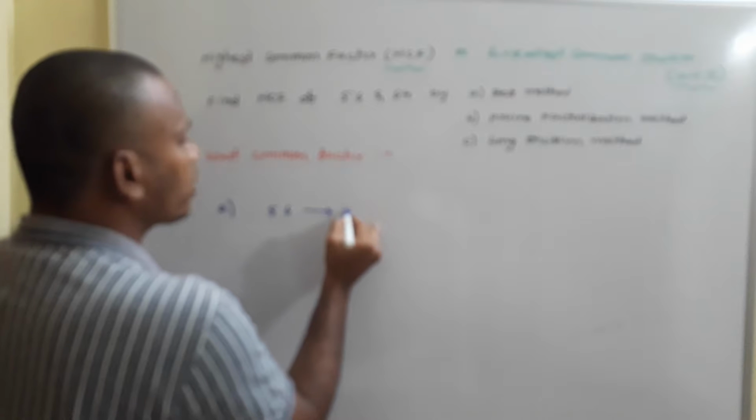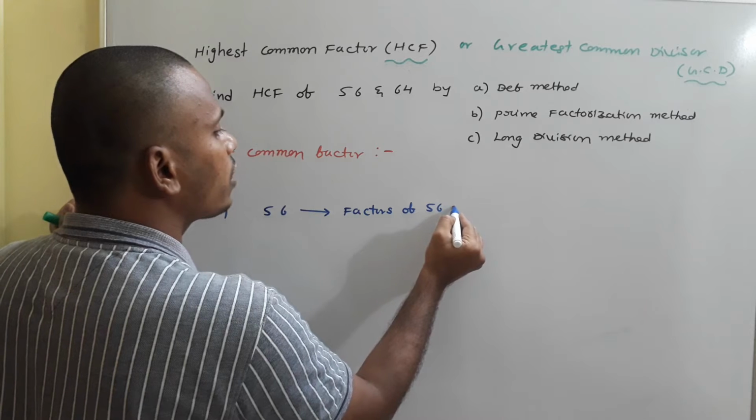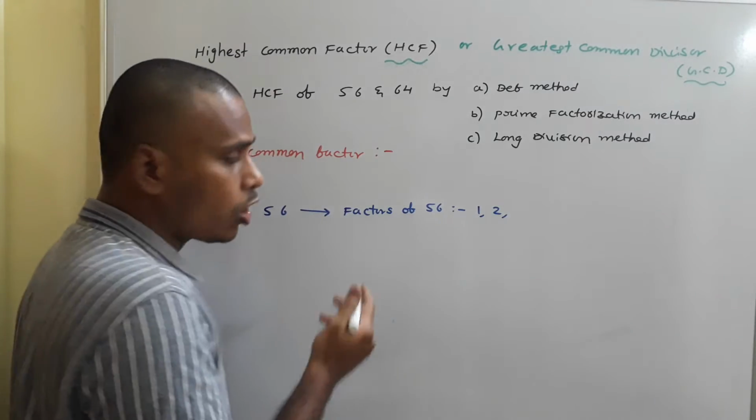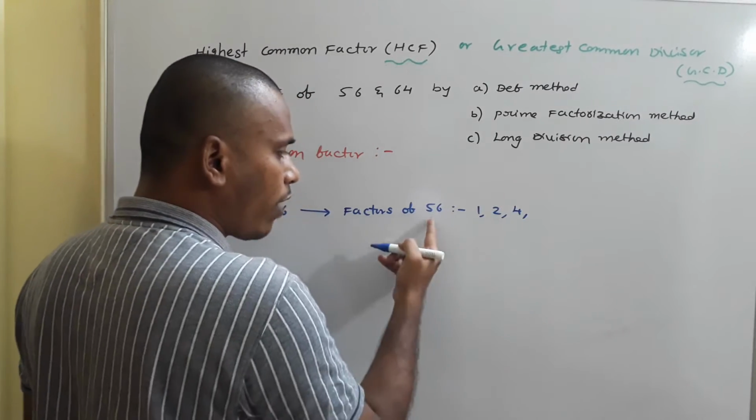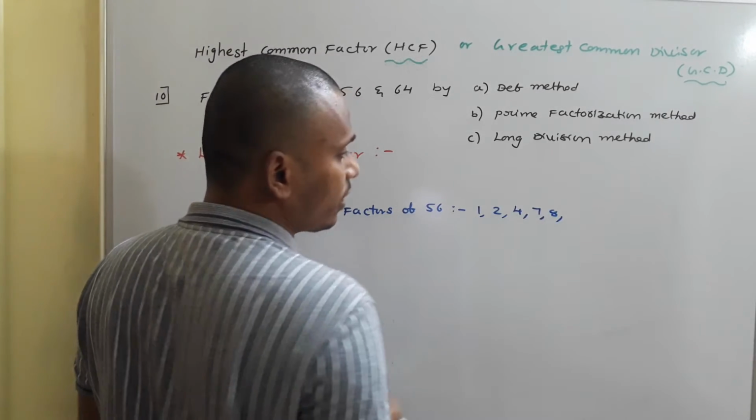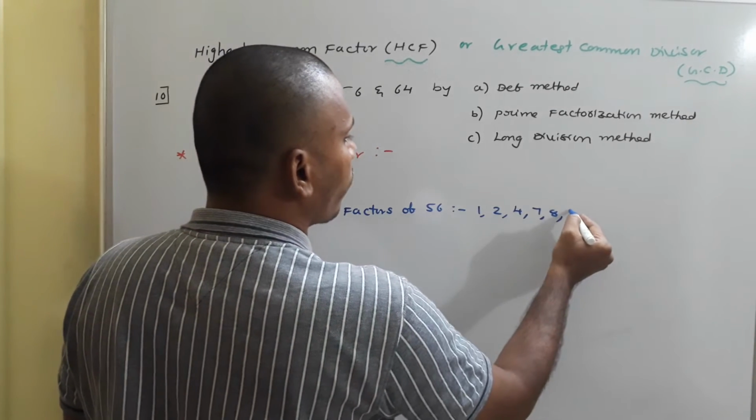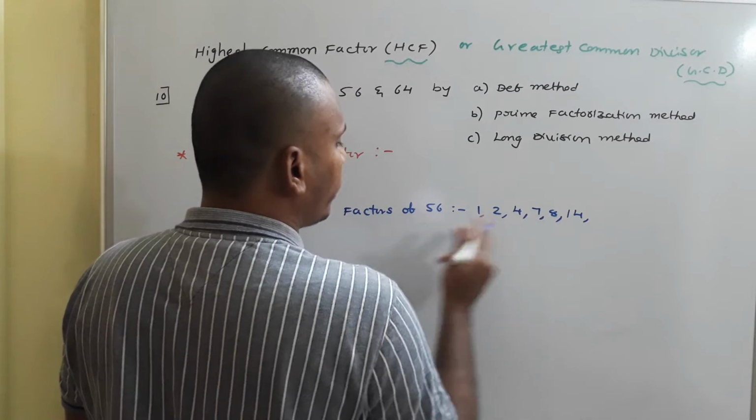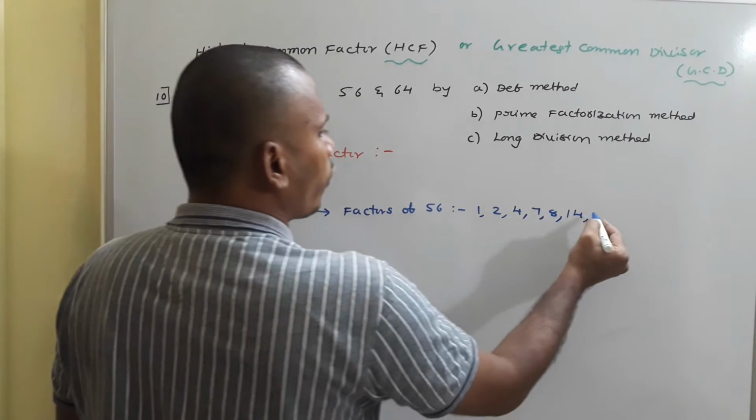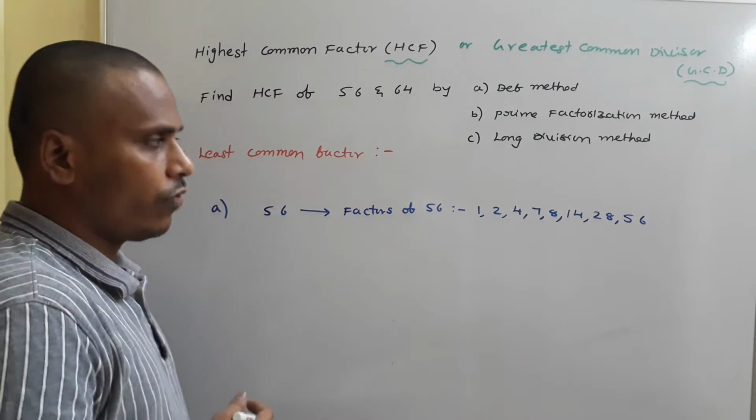What are the factors of 56? 1 is a factor, 2 is a factor. 3 is not a factor, 4 is a factor, 5 is not a factor, 6 is not a factor, 7 is a factor, 8 is a factor. 9 is not a factor, 10, 11, 12, 13, all these numbers are not factors. 14 is a factor. After that we need to search for the factors. 28 is a factor and 56 is a factor. These are the factors of 56.